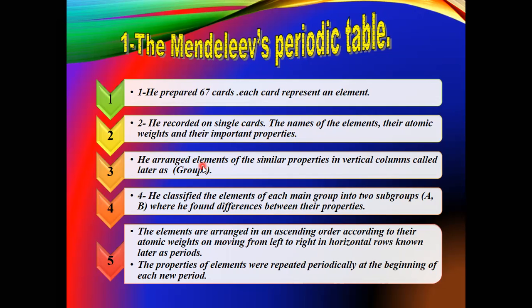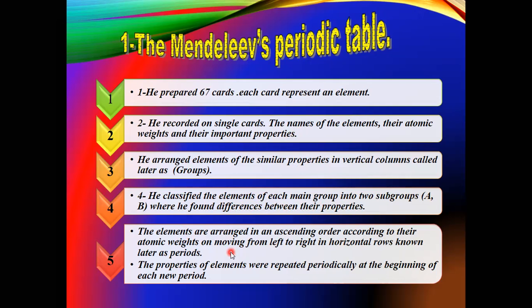After that, he started to arrange the elements with similar properties in a vertical column. These columns were called later, not by him, groups. Number 4, he classified elements into main groups. After that, they found a slight difference between some elements in the same group, so he divided them into two subgroups, A and B, and you are going to take this in senior 2, God willing. Slight difference between properties, so he classified them into subgroups called A and B.